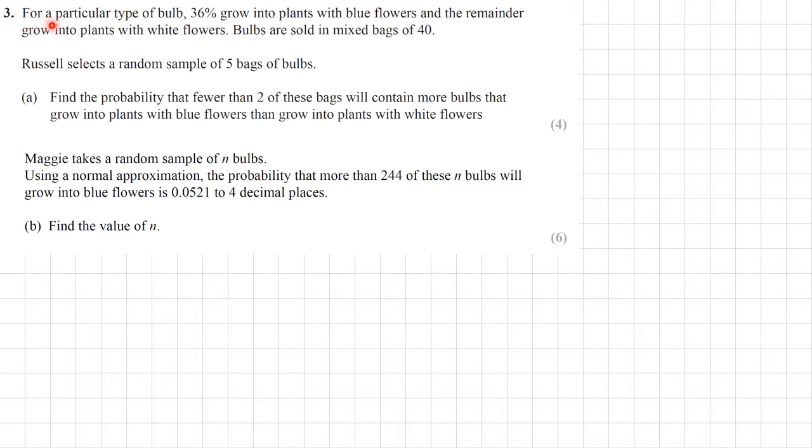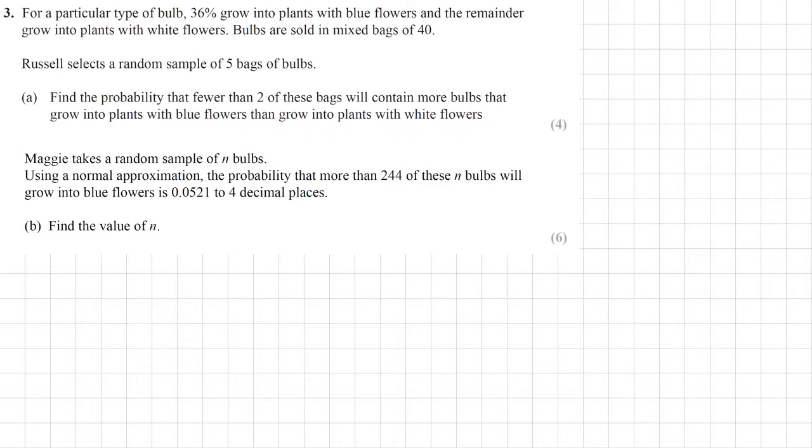Question 3. For a particular type of bulb, 36% grow into plants with blue flowers and the remainder grow into plants with white flowers. Bulbs are sold in mixed bags of 40. Russell selects a random sample of 5 bags of bulbs. Part A. Find the probability that fewer than 2 of these bags will contain more bulbs that grow into plants with blue flowers than grow into plants with white flowers.